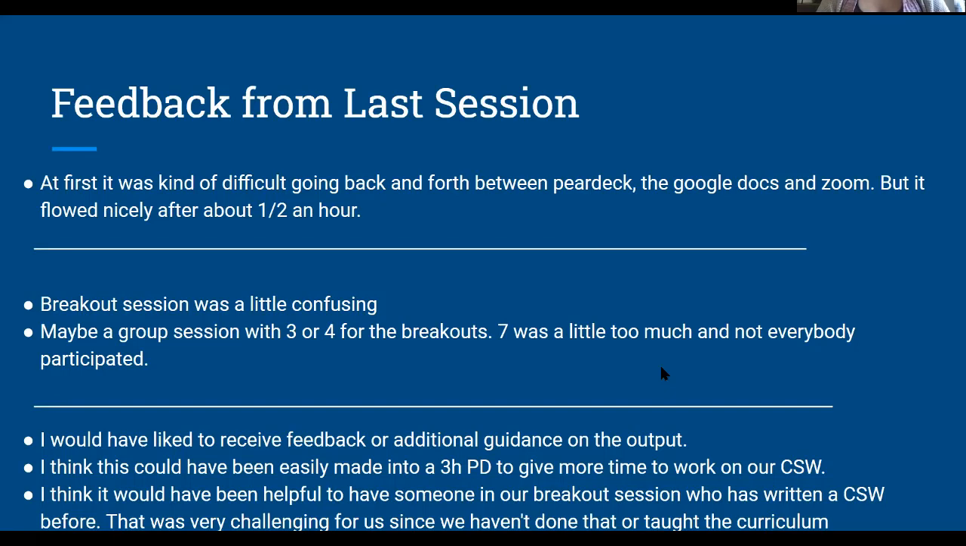I would have liked to receive feedback or additional guidance on the output. I think this could have been easily made into a 3-hour PD. I think it could have been helpful to have someone in our breakout session who has written a CSW. So I think that I could have made like a whole week's worth of full day PDs out of all of this, but I think my participation would have been really low.